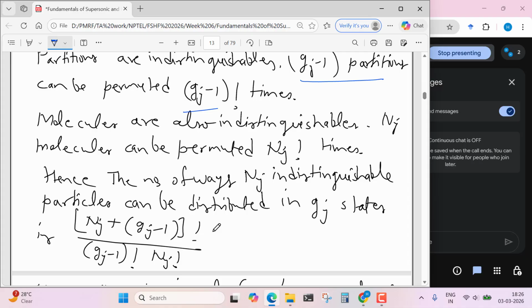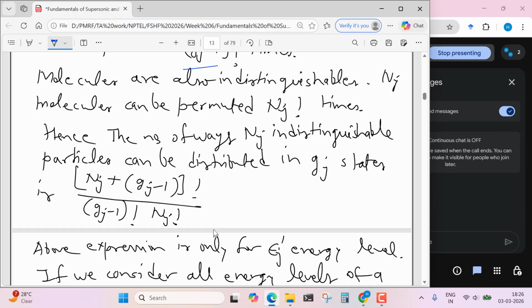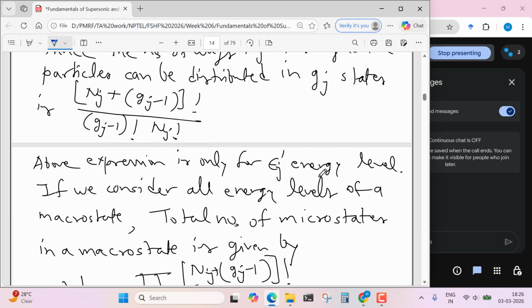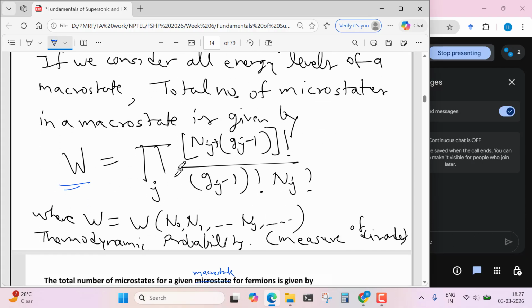Now, this is for only one energy level, epsilon j dash. If we want to consider all energy levels, then we have to do the multiplication for each and every level. So the total number of microstates in a macrostate is given by W equal to pi j (Nj plus Gj minus 1) factorial upon (Gj minus 1) factorial Nj factorial.